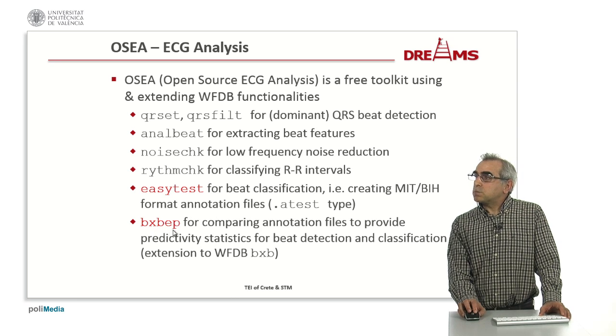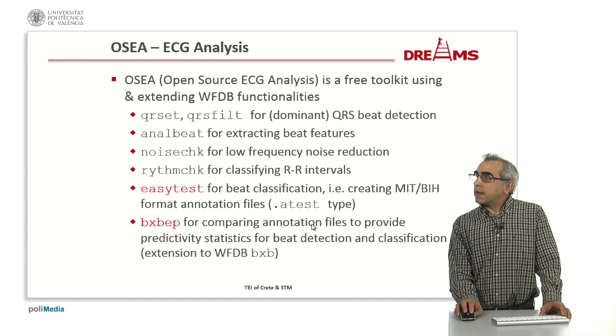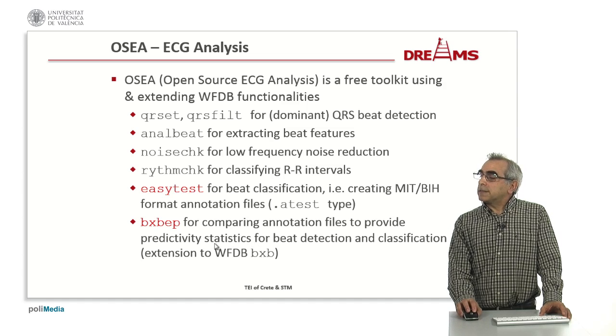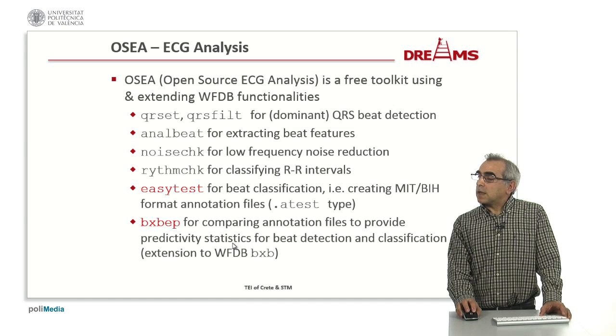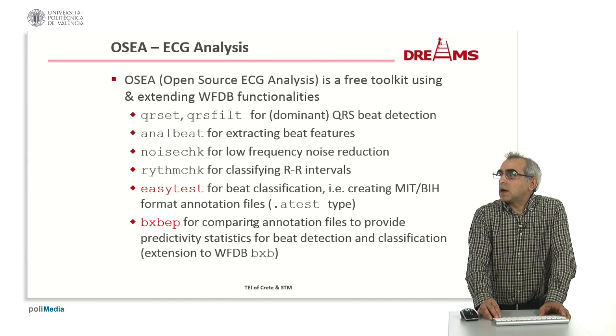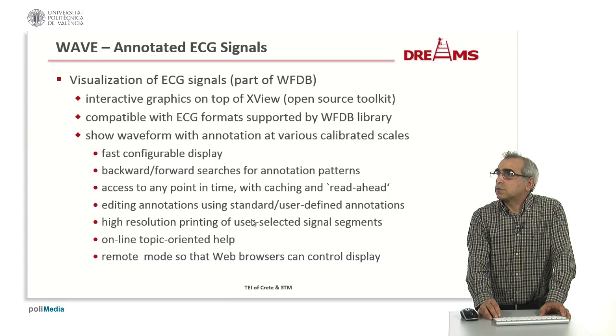There's also a bxb function within this API that is very useful for comparing annotation files to provide predictivity statistics for beat detection and classification. This has to do with predicting how the software behaves when a clinician is involved in the annotation. And this is what we described before with the 99.8% success rate of this particular software.